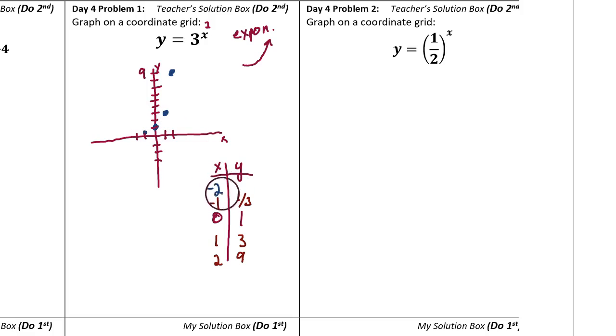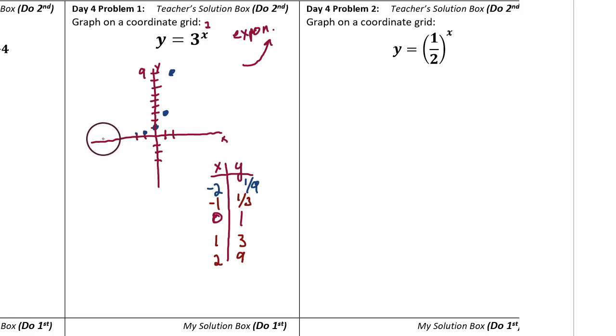And let's choose negative 2. Y equals 3 to the negative 2. That makes the fraction 1/9. So left 2 and up a 9th. That is a really tiny fraction. We're barely above the x-axis.